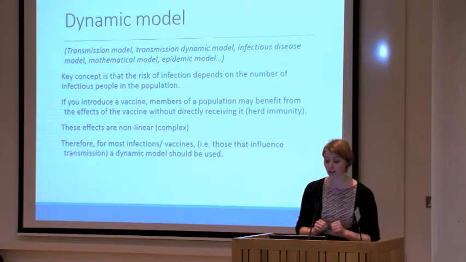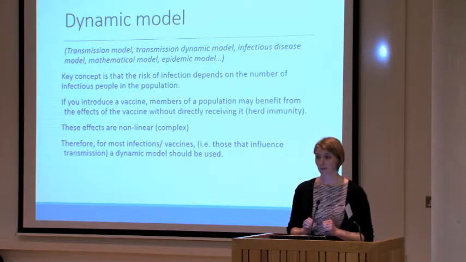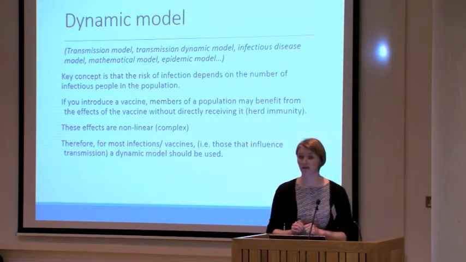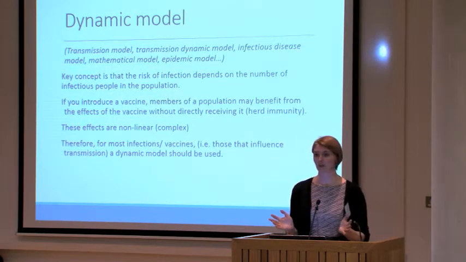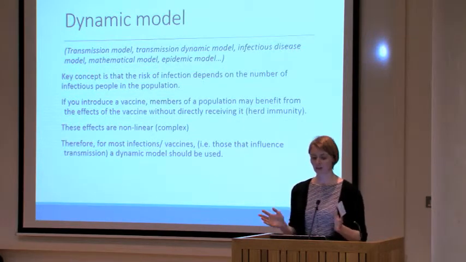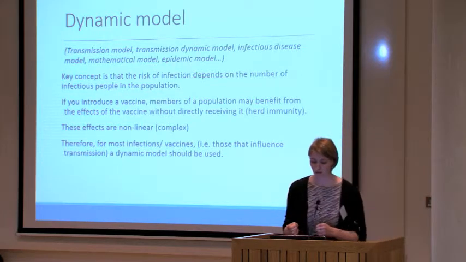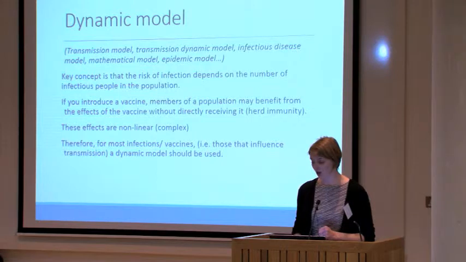So for most infections or vaccines, a dynamic model should be used. There are exceptions to this, so if a vaccine doesn't influence transmission. I think you've heard a bit about shingles vaccine, so that's an infection that's already present in the individual, so you wouldn't need a transmission model to look at shingles. You wouldn't need a transmission model to look at tetanus, where it's acquired from external sources. But in many cases, a vaccine will affect ongoing transmission, so it's important to use this type of model.